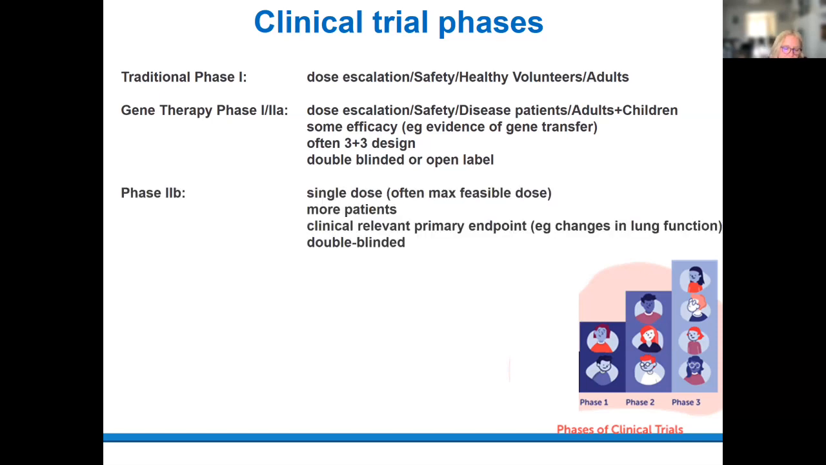Once you have successfully completed your early phase 1, 2A clinical trials, you move into something called a phase 2B study. And these phase 2B studies are often still single dose studies. And in these studies, you would now use your maximum feasible dose. So in your phase 1, 2A studies, you've determined which is the best and the highest dose you can give that is safe. You then use this dose in the phase 2B studies.